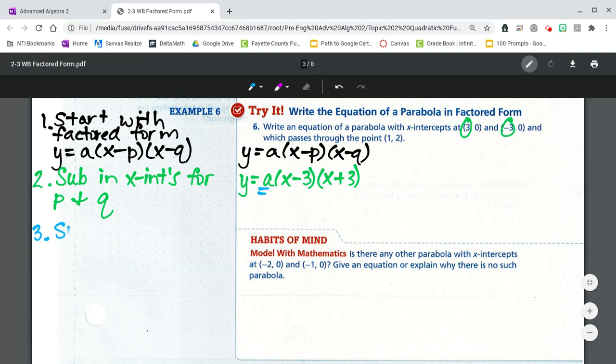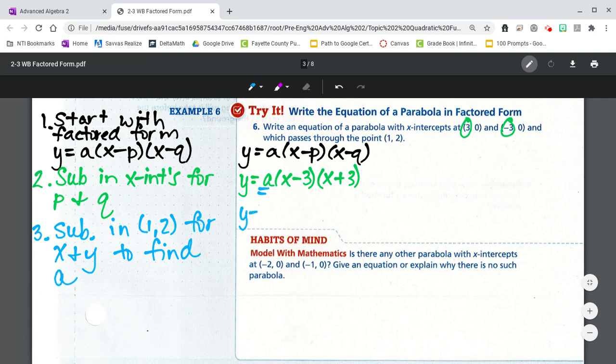So I'm going to substitute, abbreviate sub, in the point 1, 2 for x and y to find the a. So I'm substituting in 2 for y. 2 equals a times 1 minus 3 times 1 plus 3. I'm going to have to come over here and continue. Then I'm going to simplify.